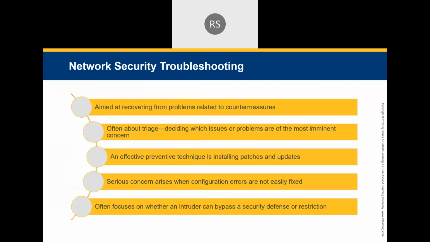Now, serious concerns arise when configuration errors are not easily fixed, because they can introduce vulnerabilities and weaken your security defenses. So troubleshooting efforts may focus on identifying and resolving configuration errors. This is done to enhance network security. Troubleshooting also focuses on determining whether an intruder can bypass security defenses or restrictions. Detecting and mitigating bypass techniques is important for maintaining the integrity and confidentiality of your network resources.